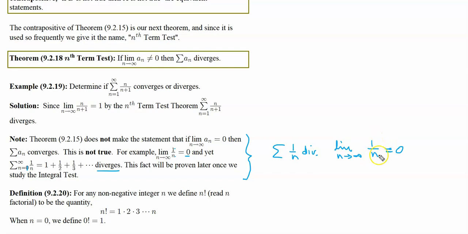Just because the limit of your an terms is equal to 0 does not mean automatically that your series will converge. It might converge, but it doesn't guarantee it will converge. Okay, let's take a look at a few more examples now.